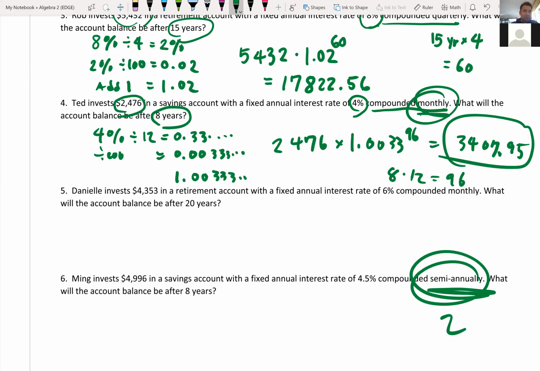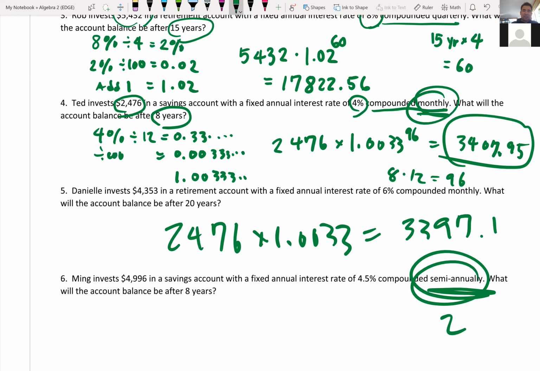But if you round it off, 2476 times 1.0033, if you just stop there, then you're going to get 3397. You see how different it is if you round off the percentage. But that's okay. Don't worry about it. You can round off for this class. So 3397. That's perfect. Okay.